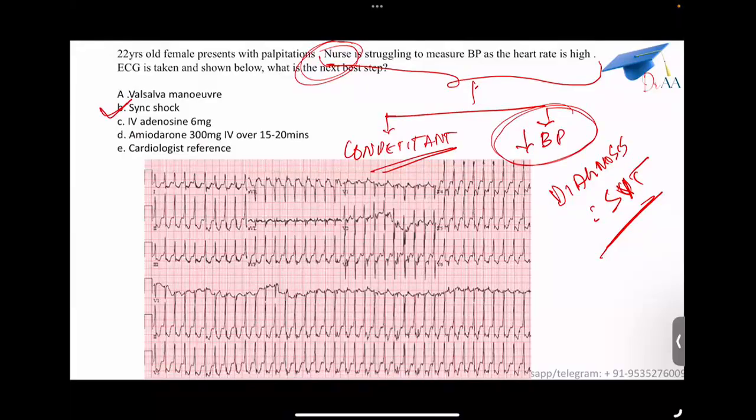So clear? But Dr. Amin, in previous classes you said it's option A. No, this is yes, adverse feature. Hypotension with SVT. Hypotension is nothing but a shock. It's a life-threatening feature. So BP might be so low. I think the answer is Valsalva, maybe there.